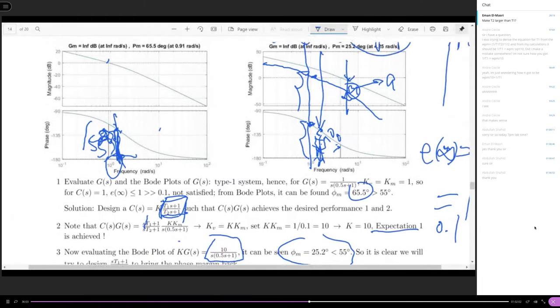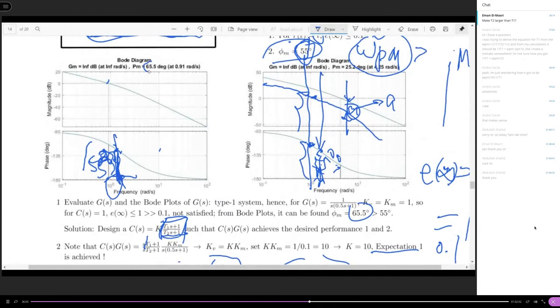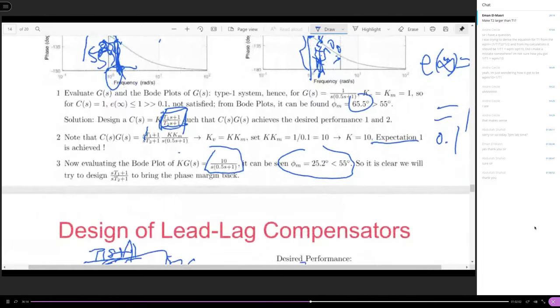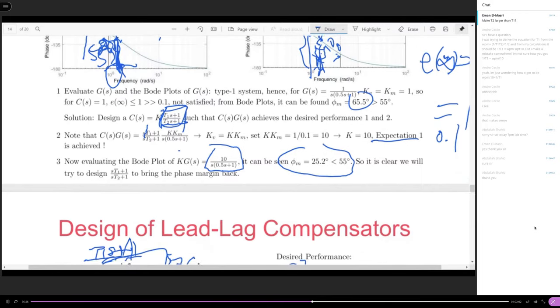65.5. Now you can see the original system has a 65 degree phase margin right at the crossover frequency 0.91. Okay, so what I'm going to do is target 0.91 as my crossover frequency.